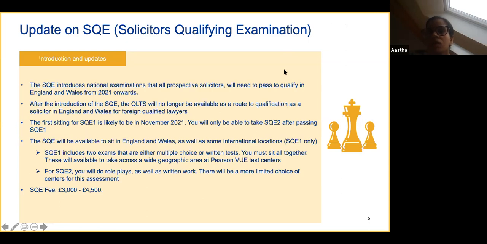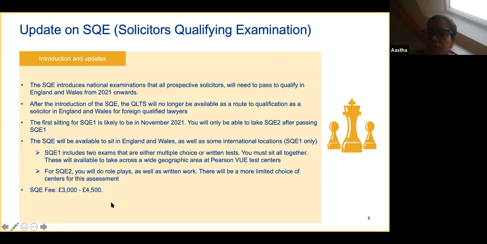So what exactly changes for the foreign qualified lawyers? After the introduction of the SQE, the QLTS will no longer be available as a route to qualifying as a solicitor in England and Wales.